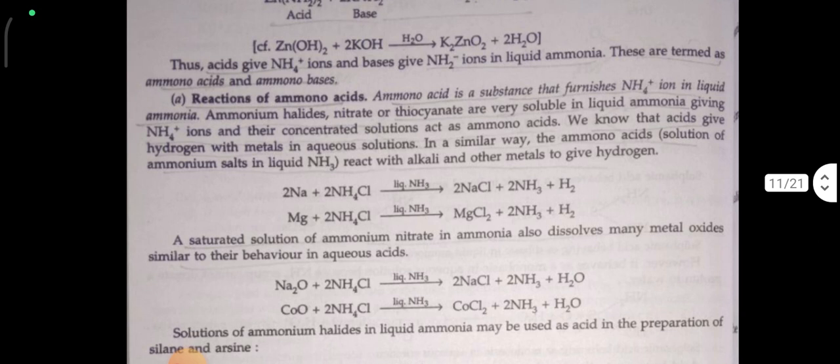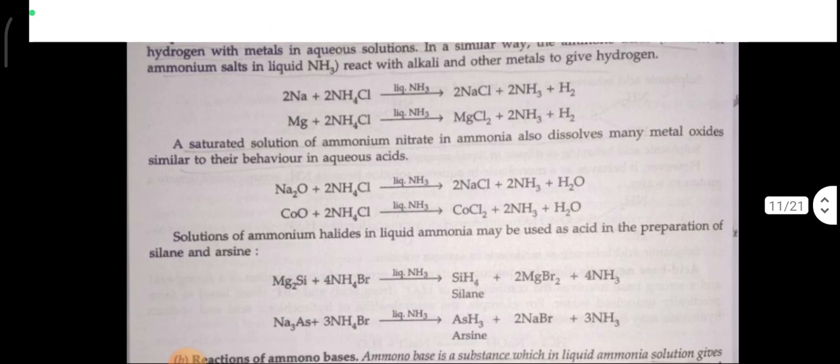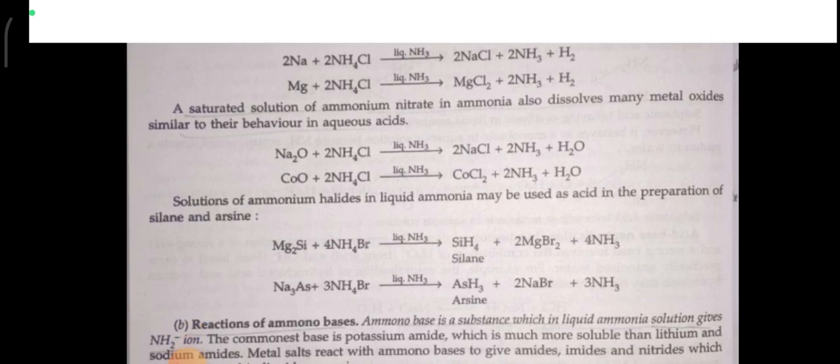We know that acids give hydrogen with metals in aqueous solution. In a similar way, ammonoacids react with alkali and other metals to give hydrogen. A saturated solution of ammonium nitrate in ammonia also dissolves many metal oxides, similar to their behavior in aqueous acids. Solutions of ammonium halides in liquid ammonia may be used as acids in the preparation of silane and arsine.